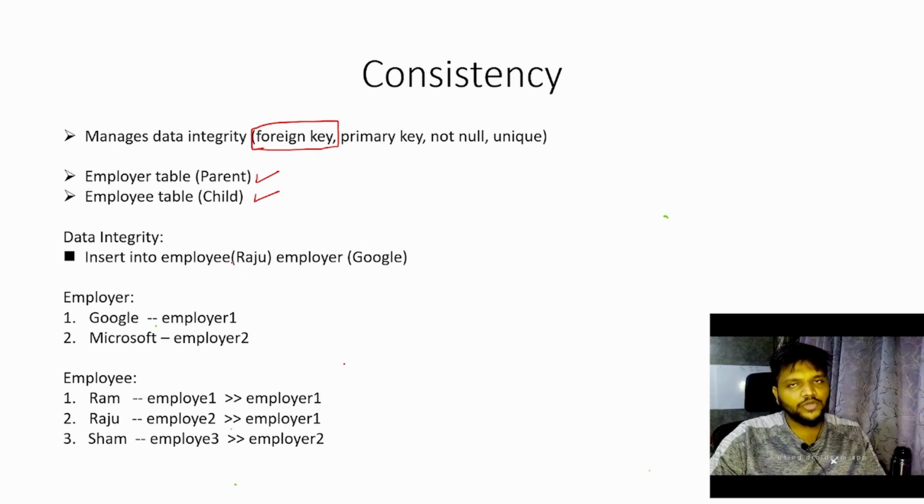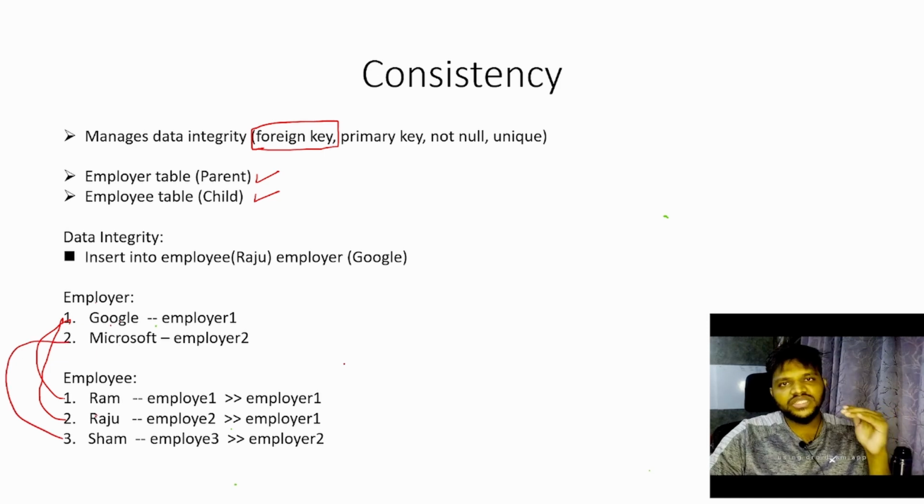Insert in the employee table a new employee called Raju, who is working in Google as an employer. The employer table is there. Both rows are present, Google and Microsoft. Google is employer 1, Microsoft is employer 2. Employees: Ram, Raju and Shyam. Ram, employee 1, is working with Google. Raju, whom we just inserted, is working in Google. Shyam is working with Microsoft.